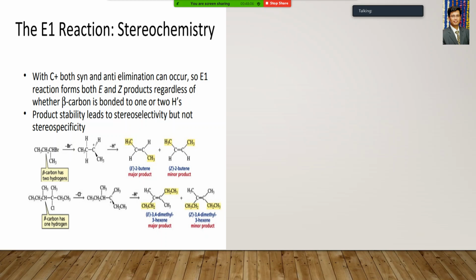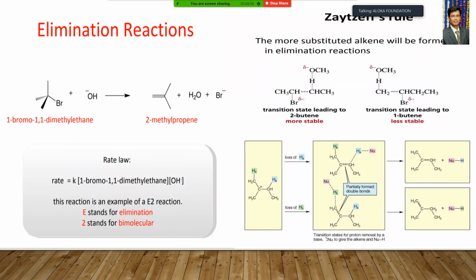Okay, now let's go for the Zaitsev rule. So what is this Zaitsev rule? As I said, we were talking about it. The more substituted the alkene, the more stable the product. The Zaitsev rule says that the more substituted alkene will be formed in an elimination reaction. So whatever the product in an elimination reaction, it will be the one which has more alkyl substitution.